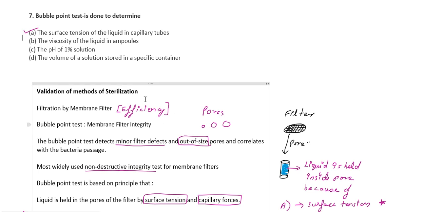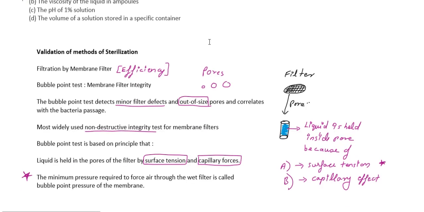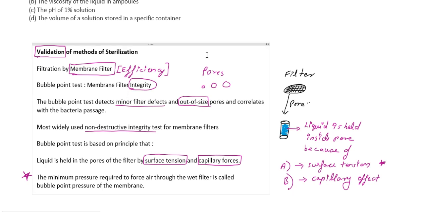So what is the bubble point test and where is it used? It is a method used for the validation of a sterilization process. We know there are different methods of sterilization, and one of the important methods is the membrane filter. For the validation of membrane filters, or to check the integrity of the membrane filter, we perform this particular test, which is the bubble point test.